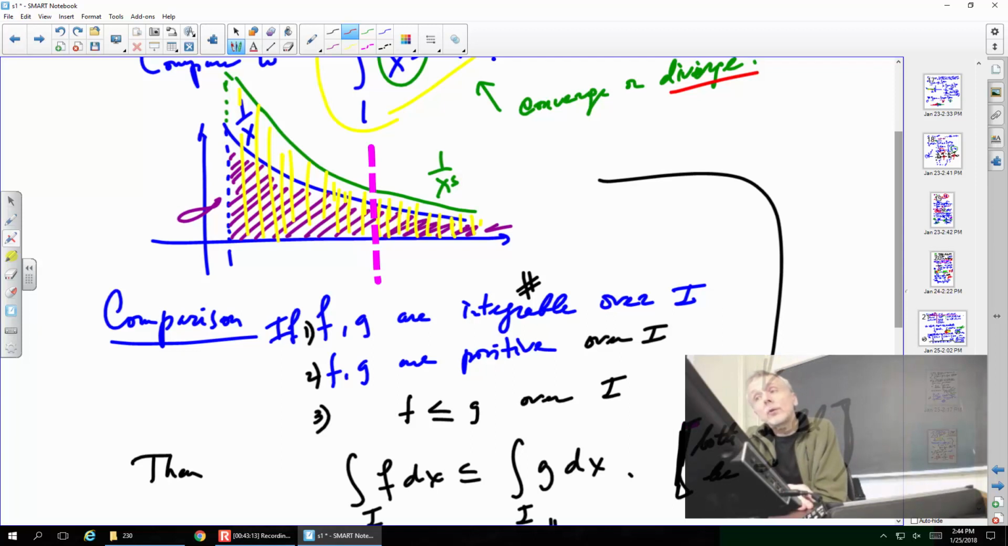And vice versa. If I'm looking at this picture once again and I say, suppose the purple region is finite, what can I say about the yellow region?